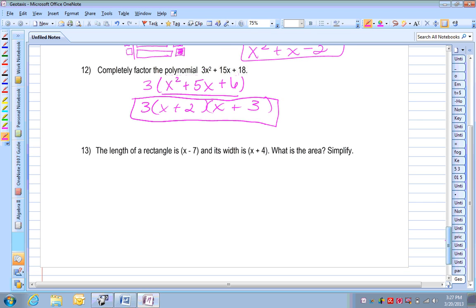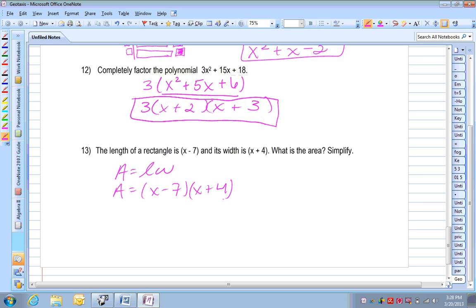Okay, and the last problem says that the length of a rectangle is x minus 7 and its width is x plus 4, and they ask us for the area and want us to simplify. Well, we know area is length times width for a rectangle. So area equals the length, x minus 7, times the width, which is x plus 4.